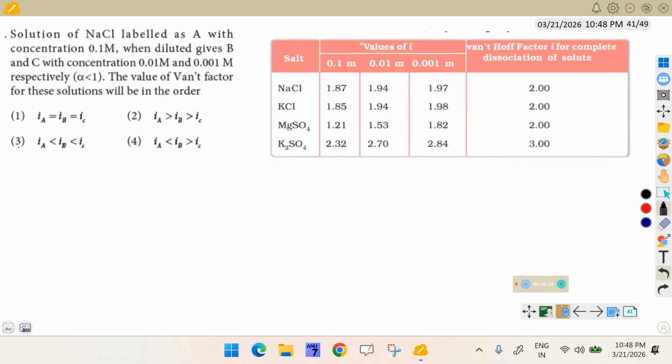Solutions of NaCl labeled as A with concentration 0.1, B with concentration 0.01, C with concentration 0.001 respectively. Condition is given alpha less than 1. The value of Van 't Hoff factor for this solution will be? As concentration decreases, the Van 't Hoff factor value increases. Based on that, which Van 't Hoff factor value is more? I C. Third option.